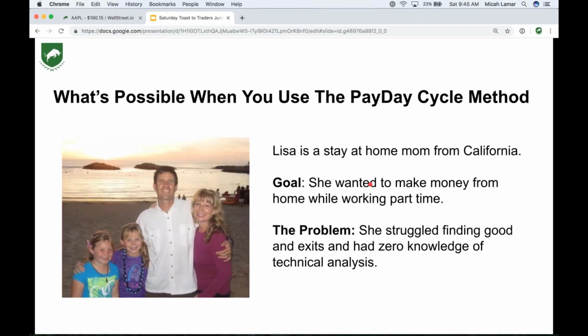So here's Lisa. Lisa was a stay-at-home mom from California. Her goal was simple as well. She wanted to make more money from home while working part-time. Her struggle was she had a really hard time finding entries and exits, and she was jumping around strategies all over the place.